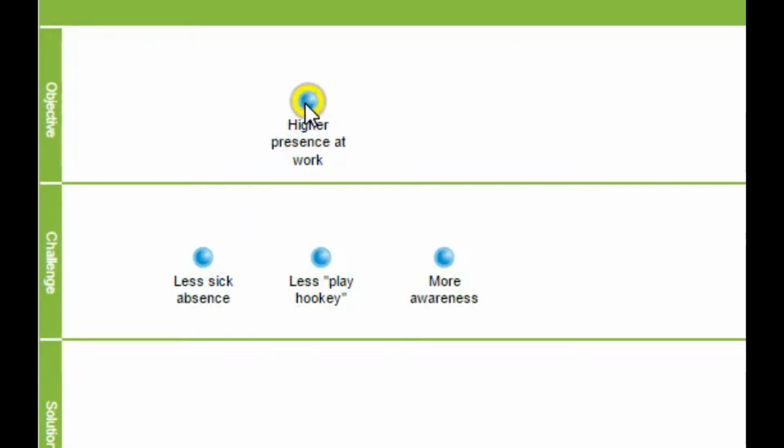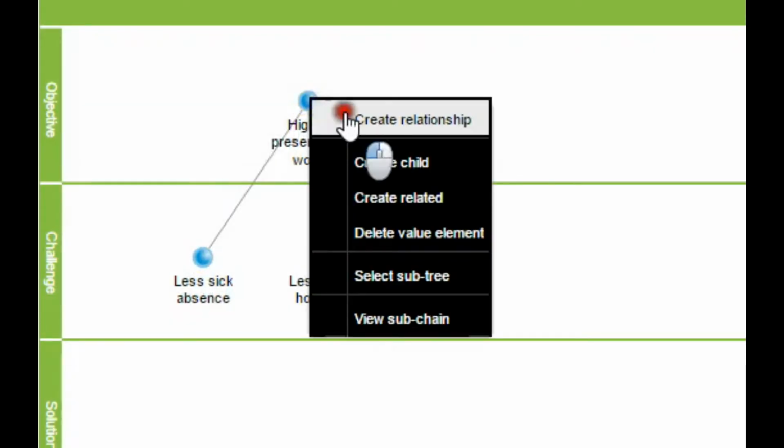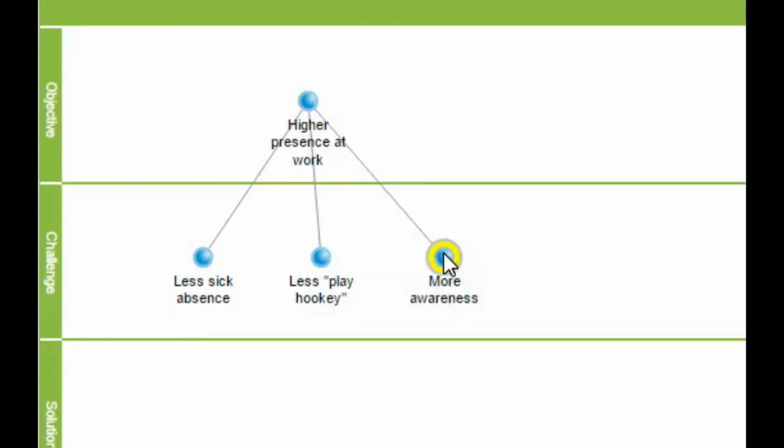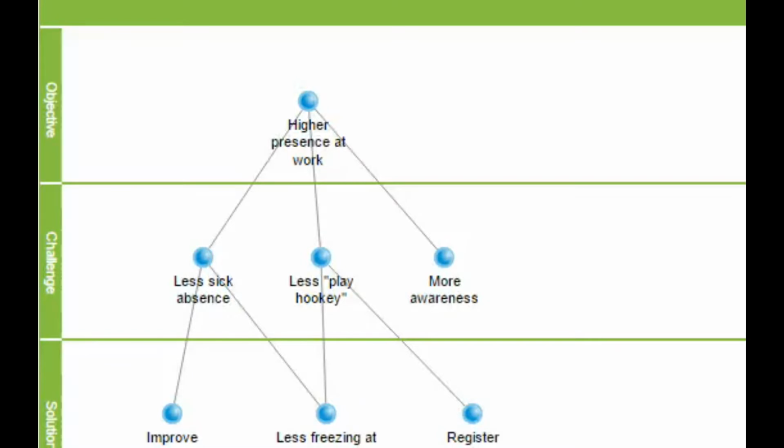And these 3 can be related to the top level goal as such by creating these 3 relationships. So the project manager and his team have then been working on the conceptual solutions that will solve the top-level requirements and which will be built into the system. And that is that somehow the system will improve the immune system of the employees, it will provide less freezing at work, and it will register absence.